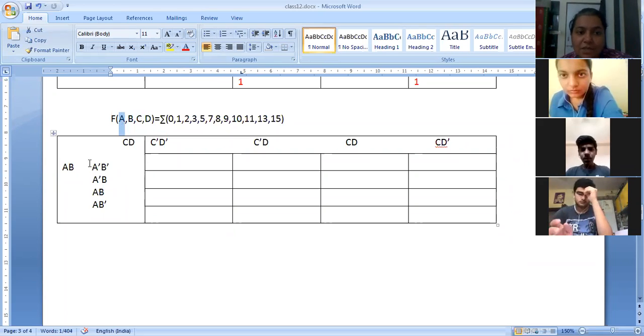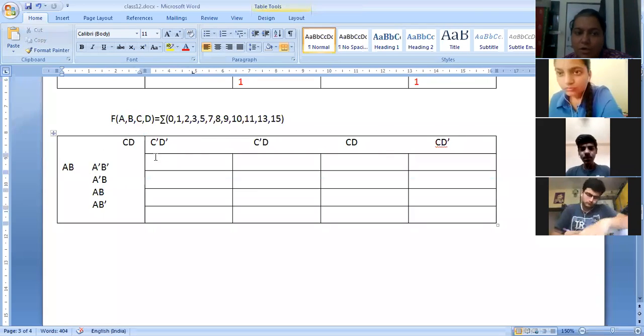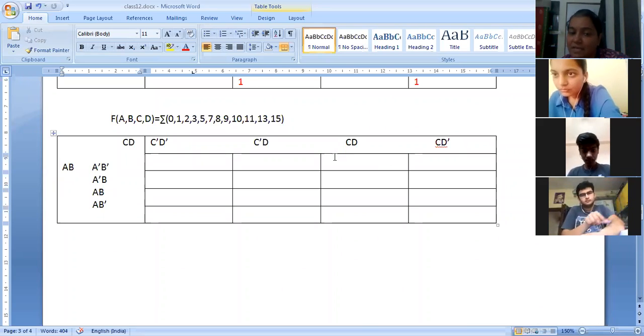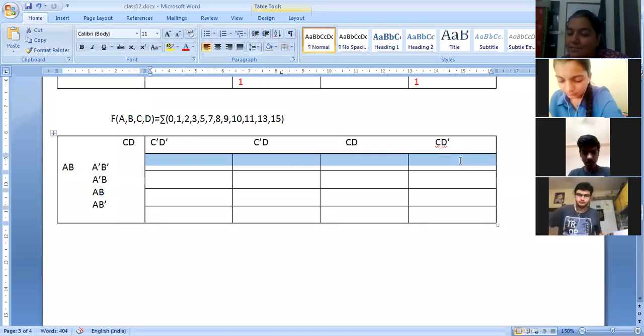So now this is your basic thing that I have taught you. This box is C bar D bar. This position is C bar D bar. This whole column. This is C bar D. This is CD and this is CD bar. This first row is A bar B bar. Why A bar B bar? Because A's value is 0 and B's value is 0 for this whole row. Now I'm not going to explain it again and again.